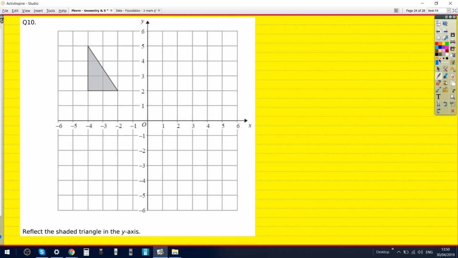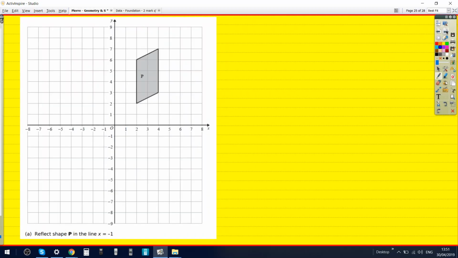Reflect the shaded triangle in the y-axis. So that's 2 squares along, where it says y2. From there, and then. That's fine. The important thing is that you know the y-axis from the x-axis. I think you're fine there.